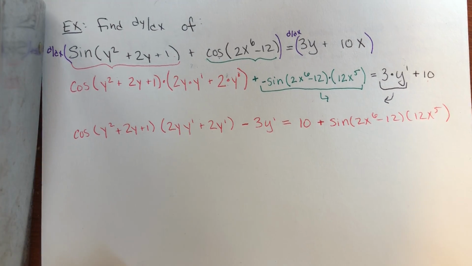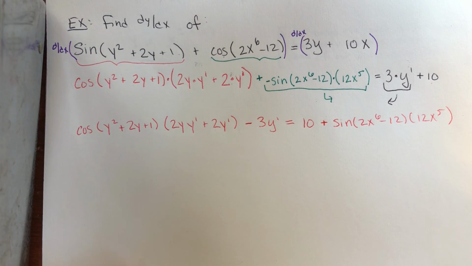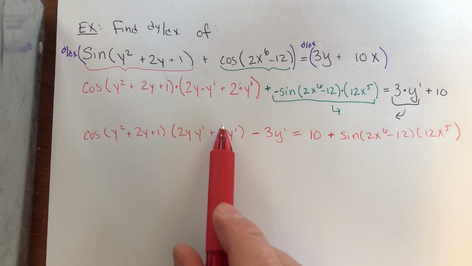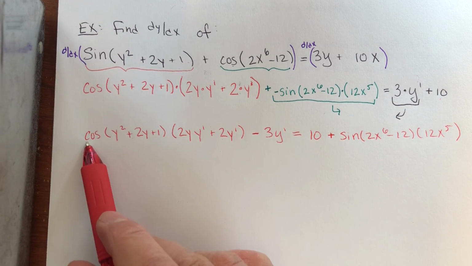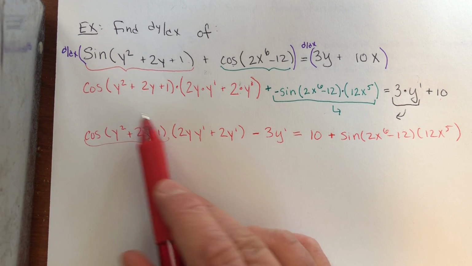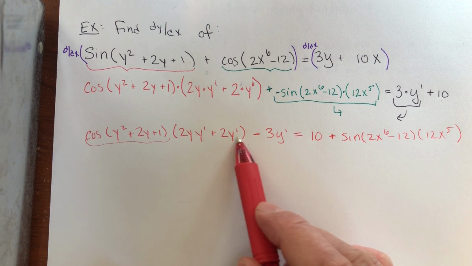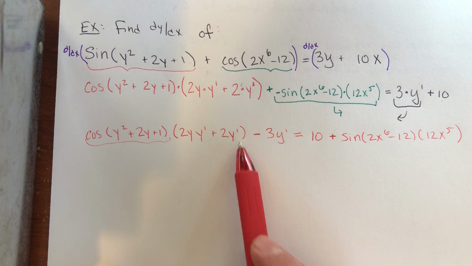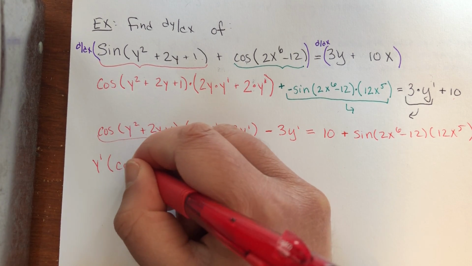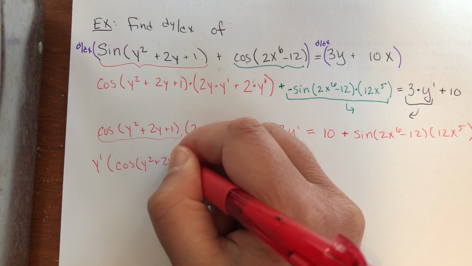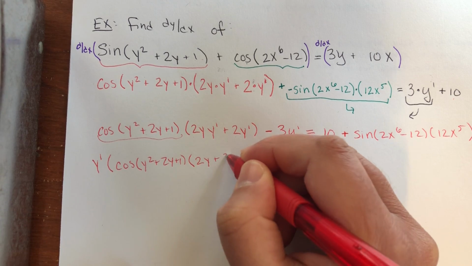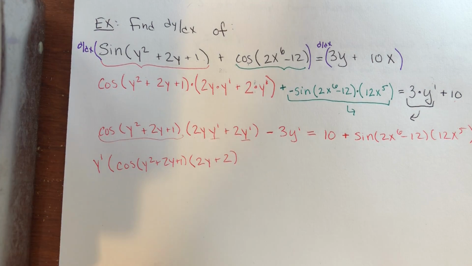Now we factor out a y prime from each of these terms, and what do we get? Well, we can really factor out just a single y prime from here, because this cosine doesn't have any y primes in it, so we can think about it as just a coefficient on the outside, and on the inside we have these y primes in each term. So we can factor out a y prime here, and it'll be times cosine of y squared plus 2y plus 1, then times 2y plus 2, right? We factored out these two y primes here.